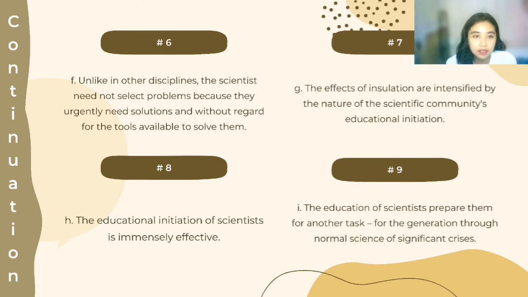Next is, it is only during periods of normal science that progress seems both obvious and assured. Because during those periods, the scientific community could view the fruits of its work in no other way, in which there's still only a few or no contradictions at all on the works of the people. Unlike in other disciplines, the scientists need not select problems because they urgently need solution and without regard for the tools available to solve them.